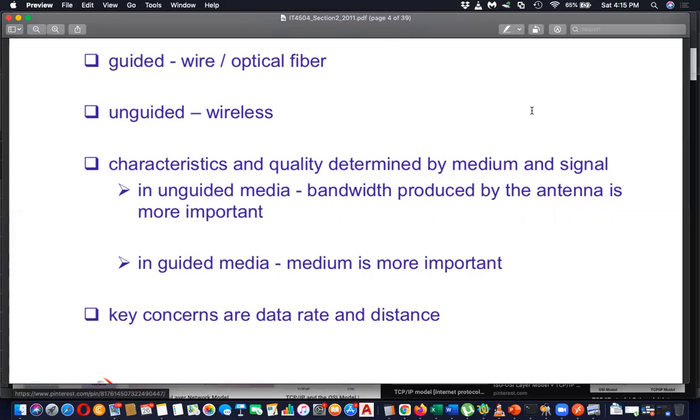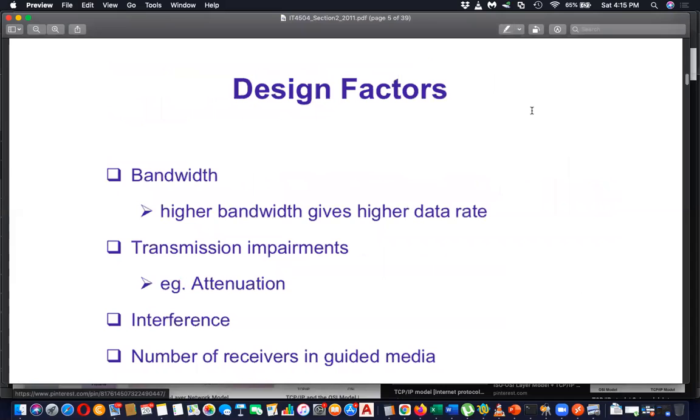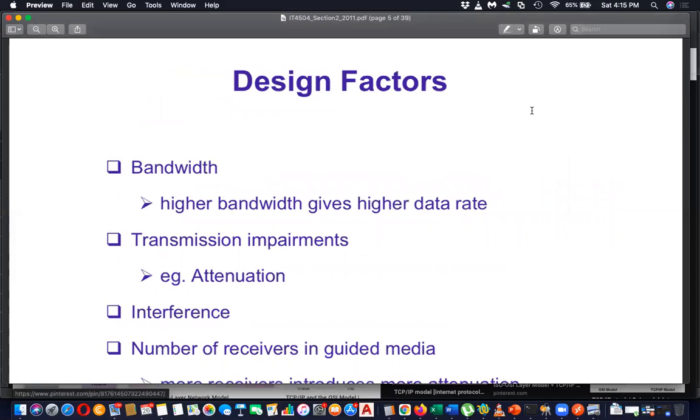Key concerns are data rate and distance. So we have calculated baud rate and bit rate, the baud rate calculation we did. And what about the questions that I gave? Did you calculate those? Yeah, only one question I can't answer. Others difficult or cannot understand?